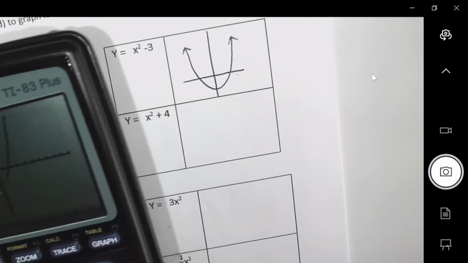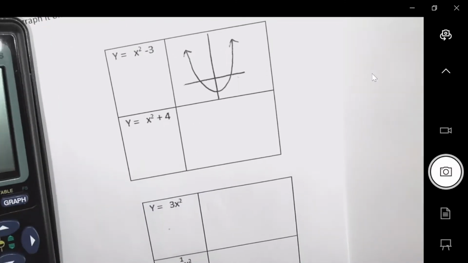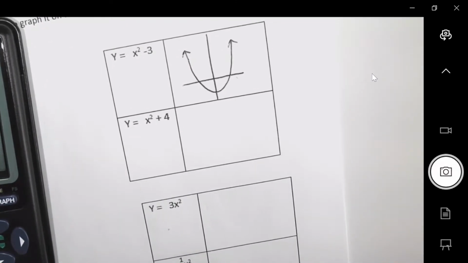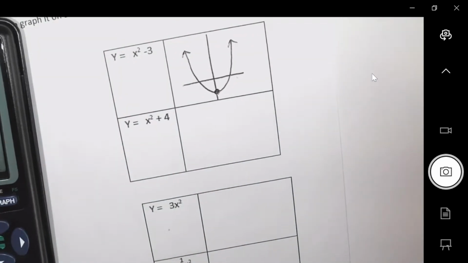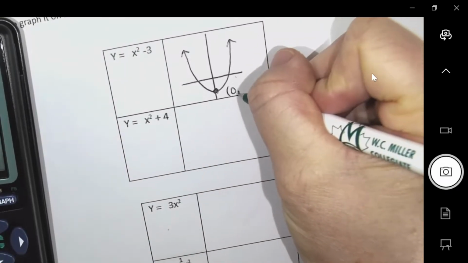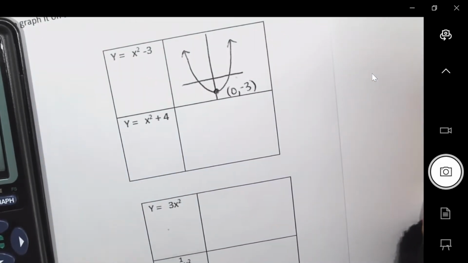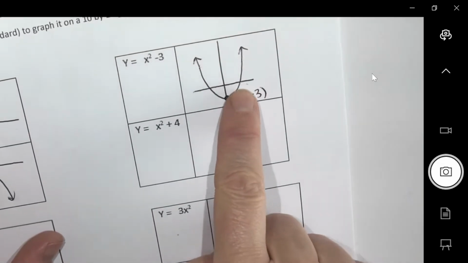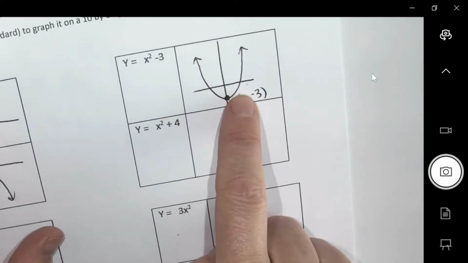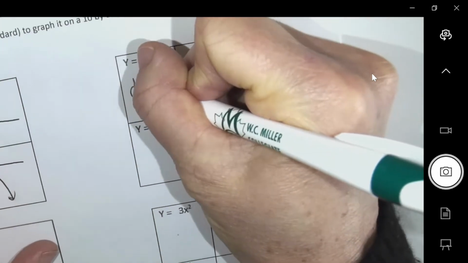Okay, this is my calculator, so I drew it like that. Okay, anybody want to tell me what this coordinate might be right there? Okay, what do you think? -3. Yeah, 0, -3. So can anybody describe to me with a word what happened after my original? What happened between here and here? In a word, it moved how? It moved down 3.